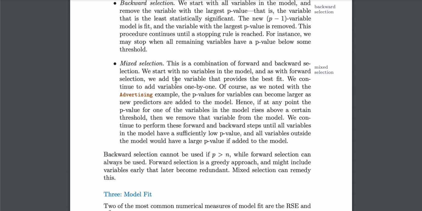And then we have mixed selection, which is a combination of backward and forward. Typically we add the predictors to the very end and then we start removing them. The hope is that if we made a mistake at the beginning, those mistakes at the end will have a large p-value, so by doing a backward selection we can just get rid of them.